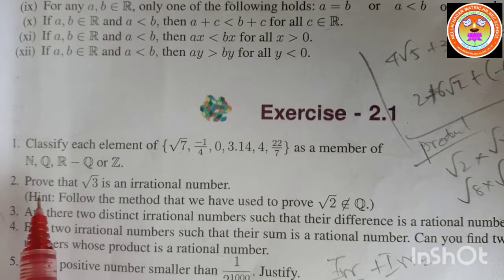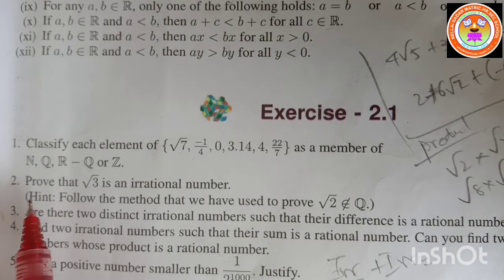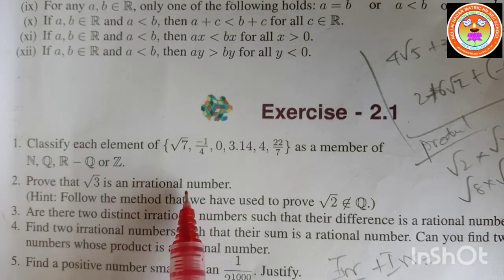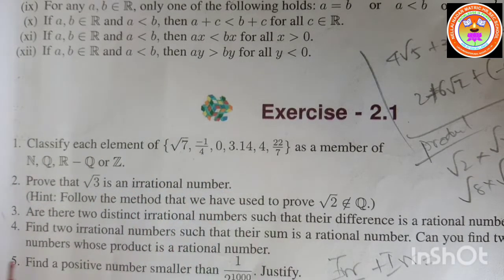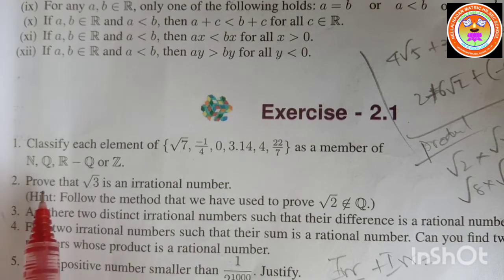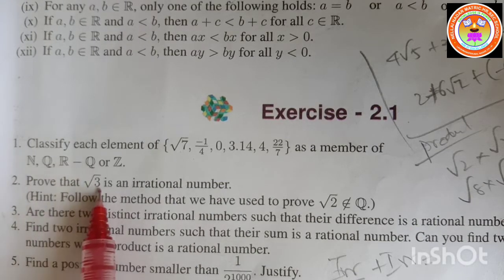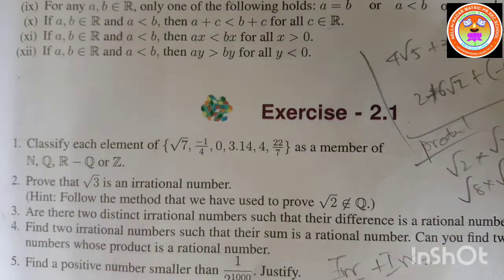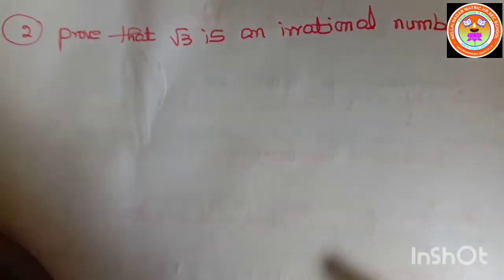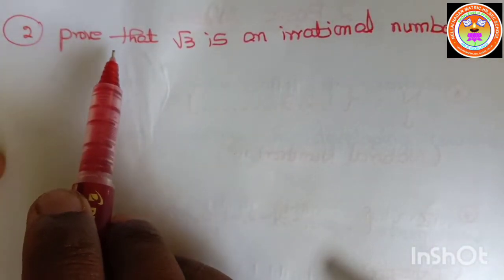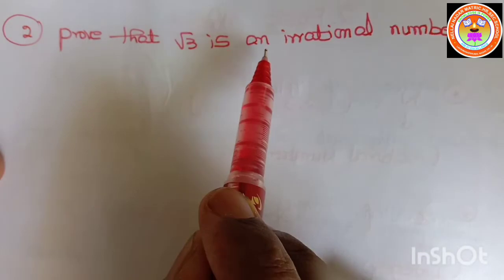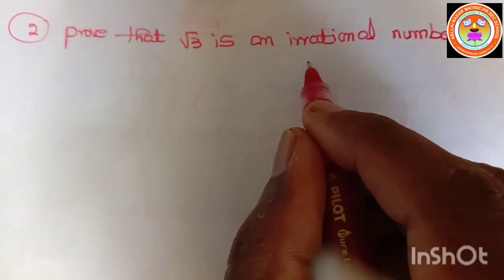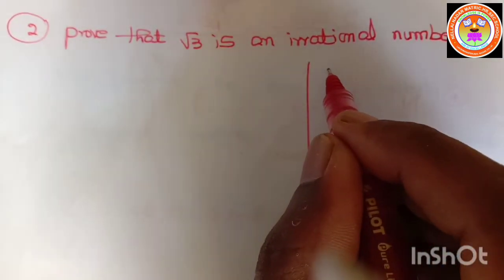Now I'll go to the second sum. Prove that root 3 is an irrational number. Very important sum. Question number 2: prove that root 3 is an irrational number. Before that, I'll give two important hints.